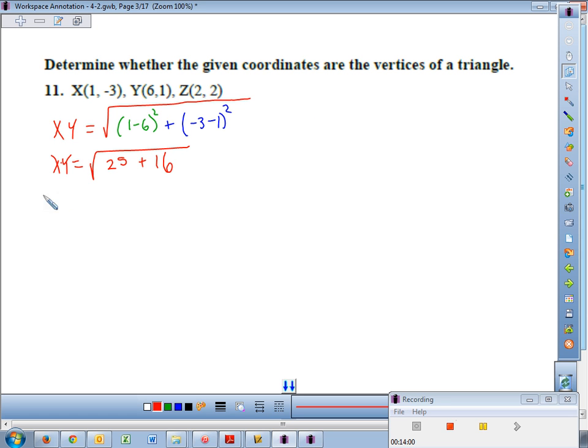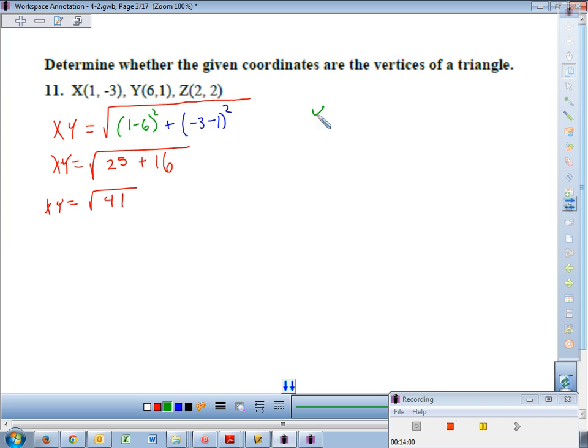25 plus 16, is that what we're getting inside? What is 25 plus 16? 41. Can the square root of 41 simplify? Is that all we need to find? So I did the distance from x to y. What's another distance I need to find?